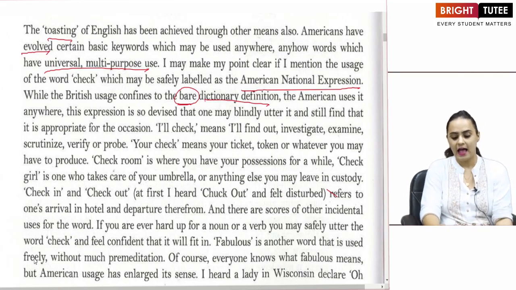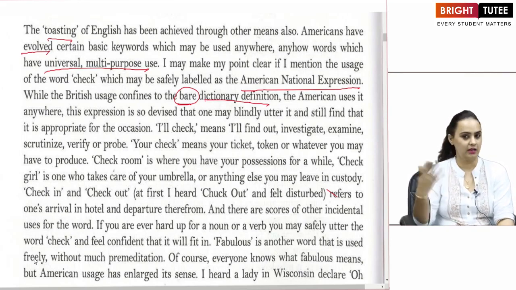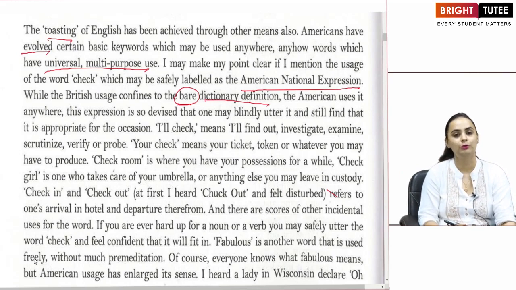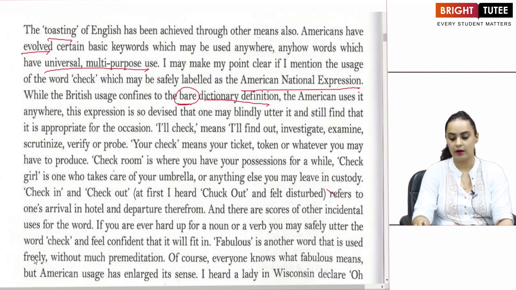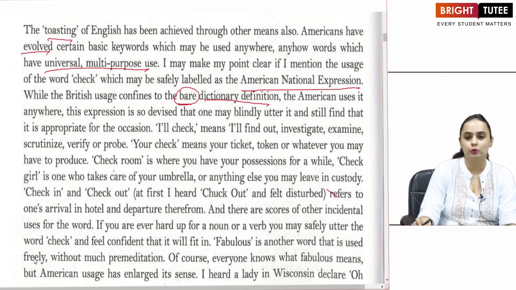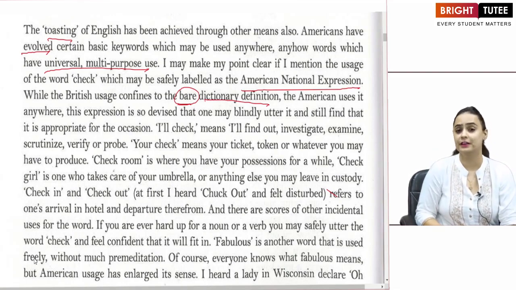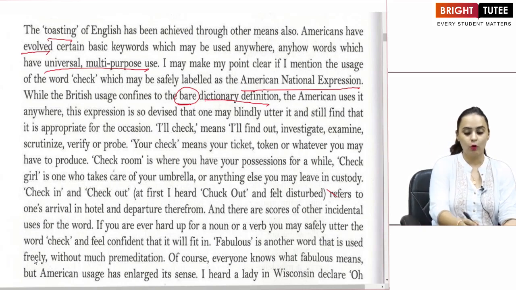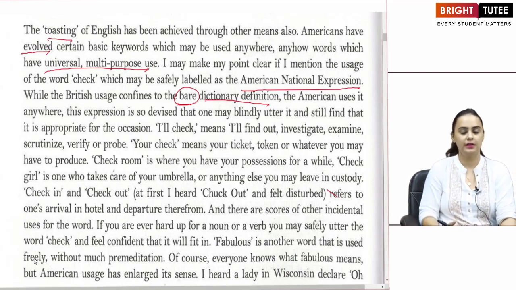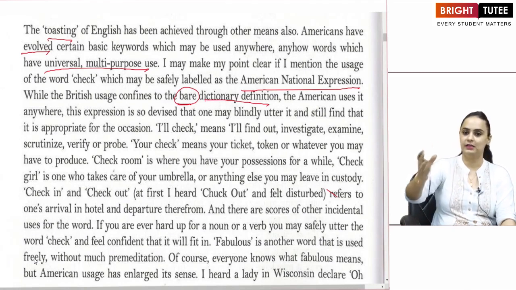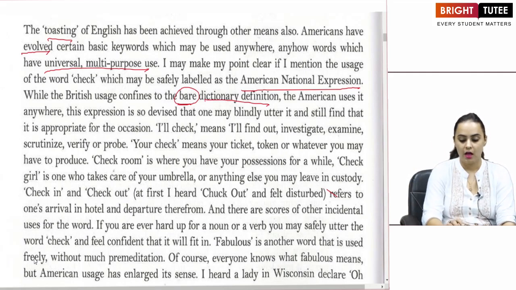He says, I'll check. In America, how do the people use the word check? So, I'll check means I will find out, or I will investigate, or I will examine, I will scrutinize, verify, probe. Scrutinize, to look at something very, very carefully. Probe, to search for something. So, I'll check means to look for something.